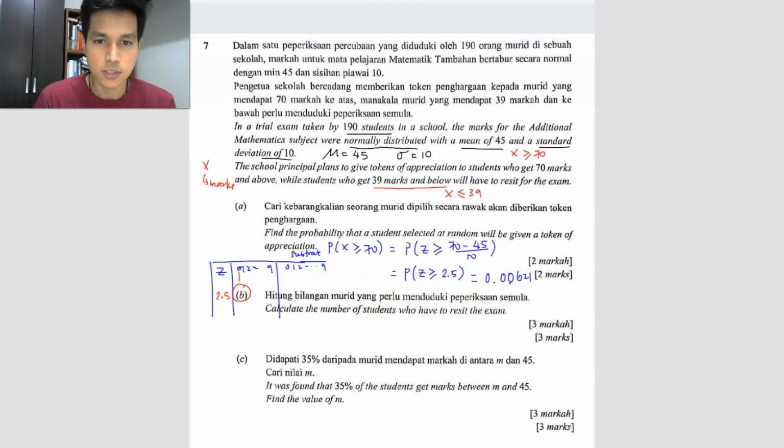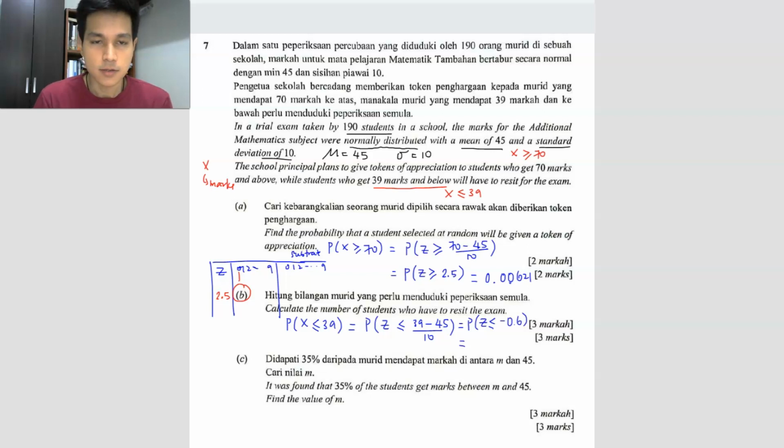Next, calculate the number of students who have to resit. If you have to resit, that means you're looking for probability less than or equal to 39. So change it to z value first: 39 minus 45 divided by 10. So this is P(Z ≤ -0.6).